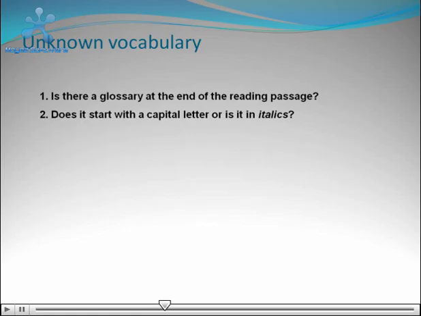The third point is that often in the IELTS reading test, you are given a word or words which are immediately followed by a definition, so make sure you read the complete sentence. Here is an example.